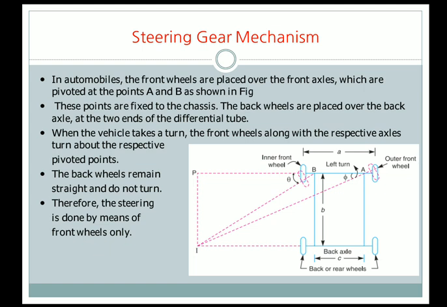So these points are fixed to the chassis. The back wheels are placed over the back axle at the two ends of the differential tube. When the vehicle takes a turn, the front wheels along with the respective axles turn about the respective pivoted points. The back wheels remain straight and do not turn. Therefore, the steering is done by means of the front wheels only. So when we are going to take a turn, only the front wheels will rotate, and the back wheels remain as they are. All the mechanism takes place only with the front wheels when we are taking a turn.